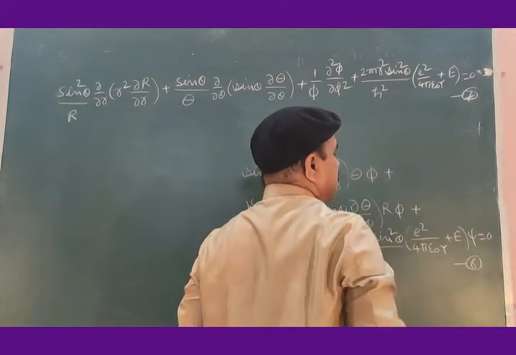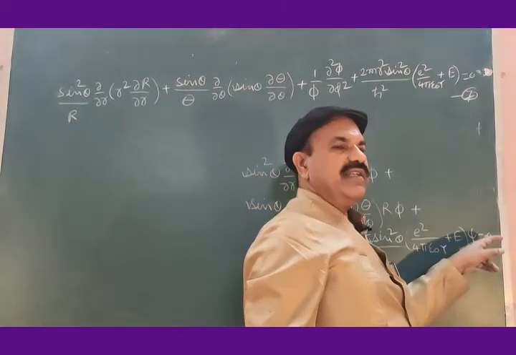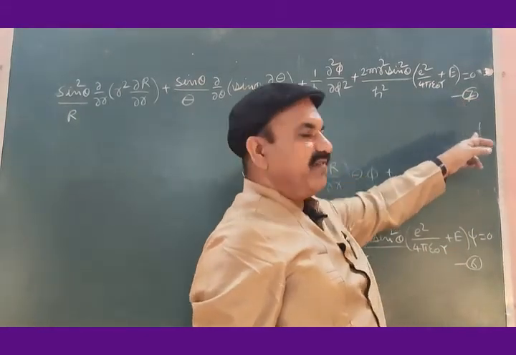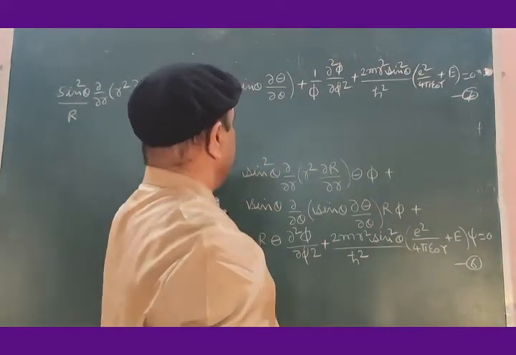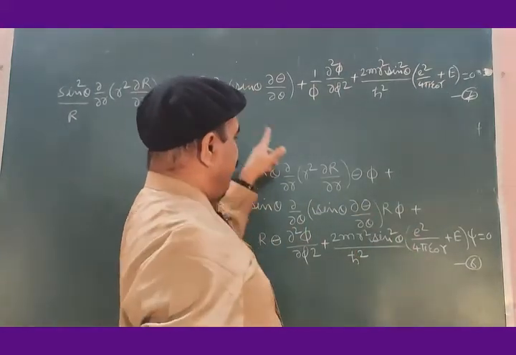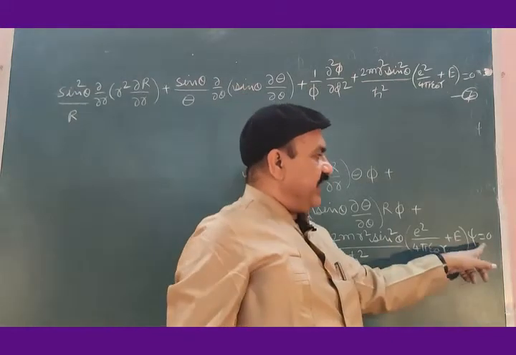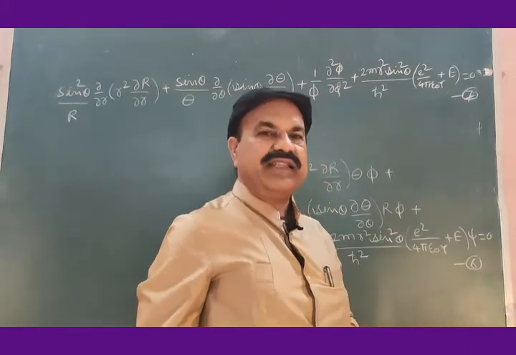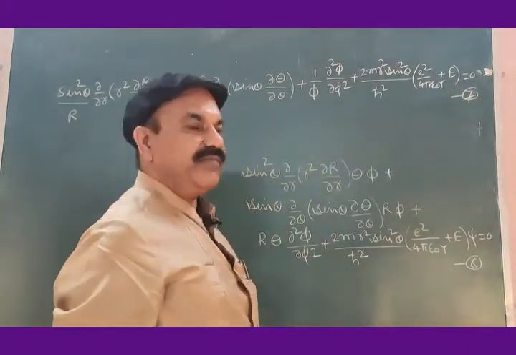This psi is r theta phi, as the whole thing is divided by r theta phi, this psi will get cancelled and therefore it will not appear in equation 7. Here theta phi get cancelled, 1 by r will appear. Here r phi get cancelled, 1 by theta will appear. Here r theta get cancelled, 1 by phi will appear. Here this psi is r theta phi, so this psi gets cancelled with r theta phi and therefore no psi will come in equation 7.